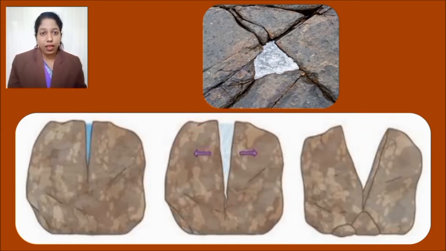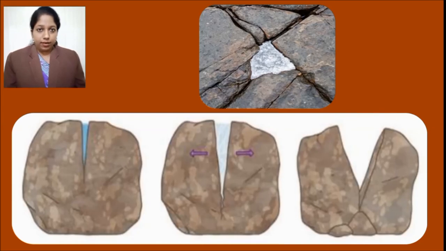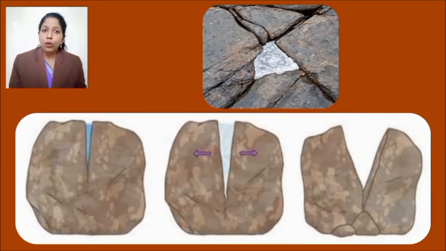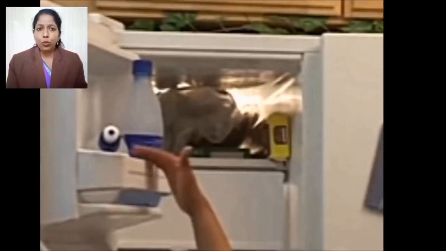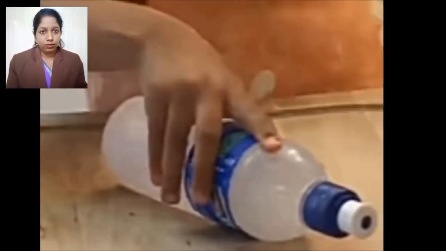The water freezes again. The water takes the form of ice. It increases in size, which leads to cracks. Here you can see when the ice melts again, that water fills in large cracks and the ice expands further into the cracks. This process continues until the rocks break. When you fill a bottle fully with water and then take it out of the refrigerator after freezing, what happens? Ice changes the shape of the bottle.